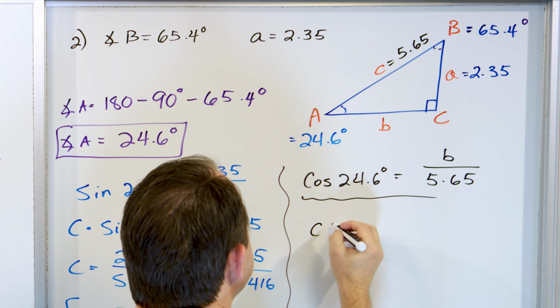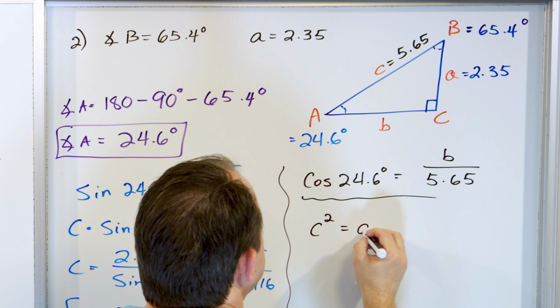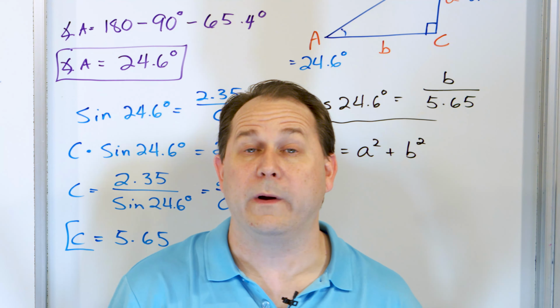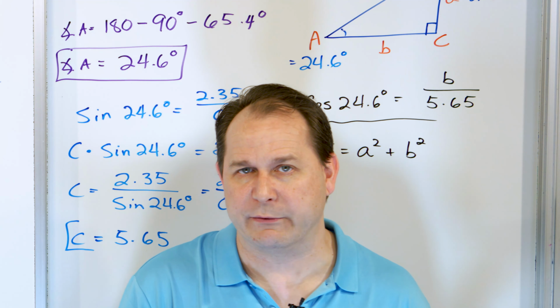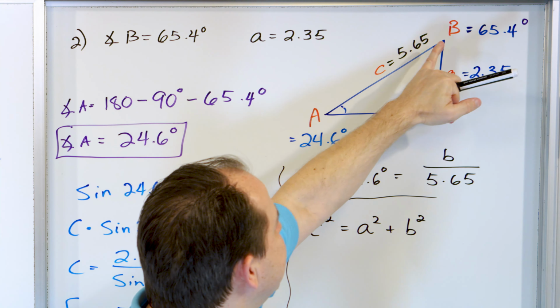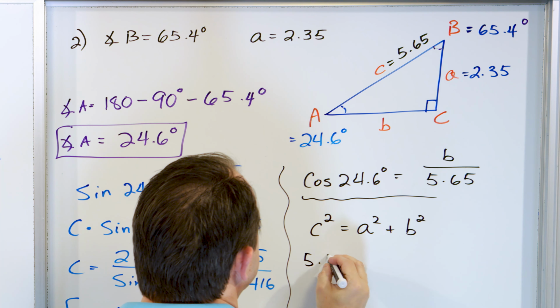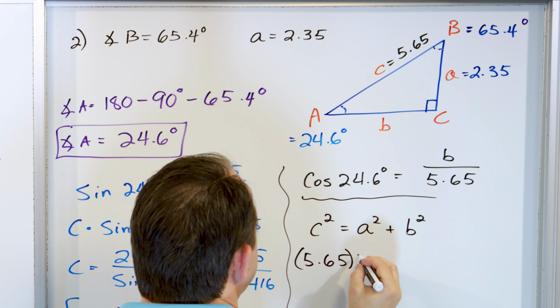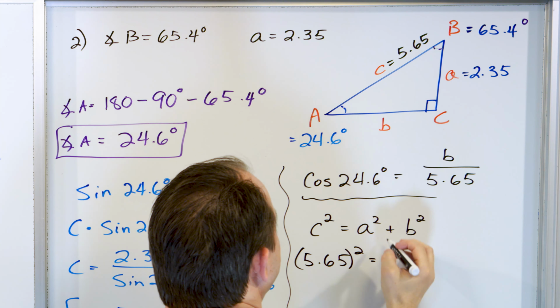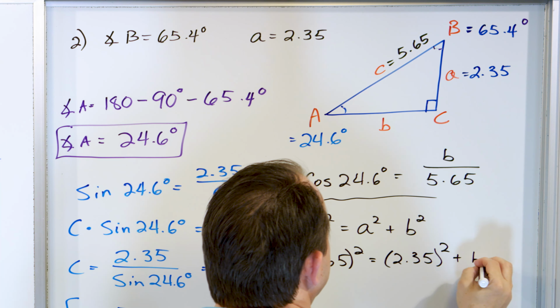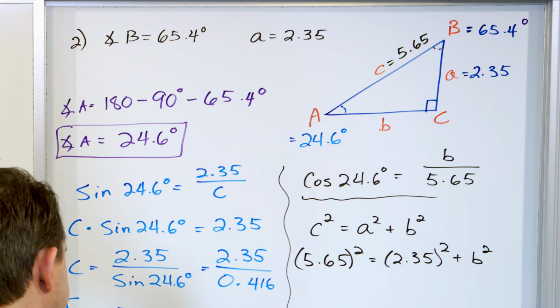We can say that the Pythagorean theorem says C squared is A squared plus B squared, because for a right triangle you always have the Pythagorean theorem at your disposal. And we know the lengths of two of these sides, so we can always find the third one. So C is 5.65 squared, and A is 2.35, and B squared, or B, is what we're trying to find.